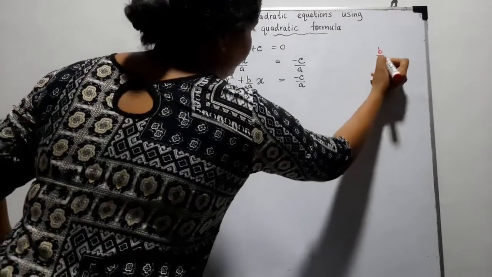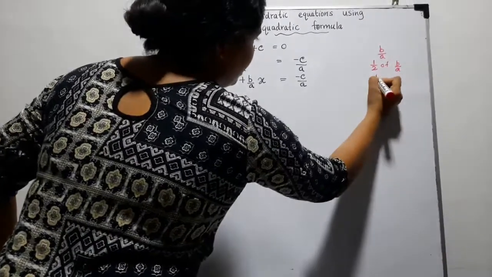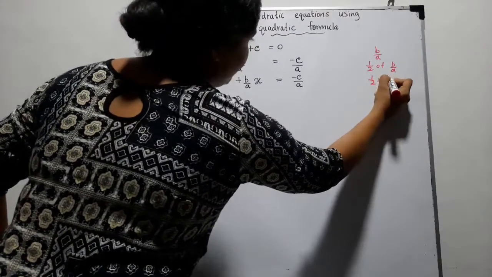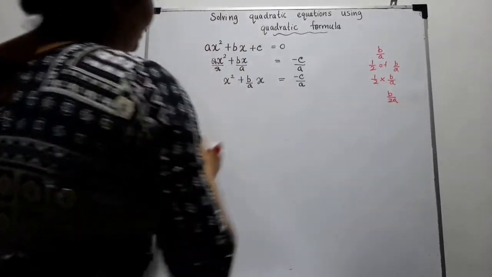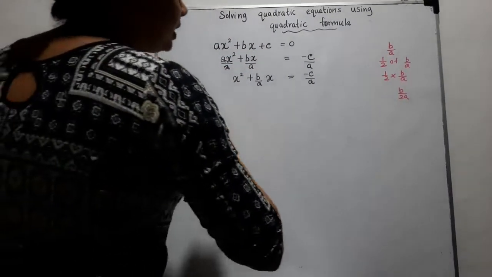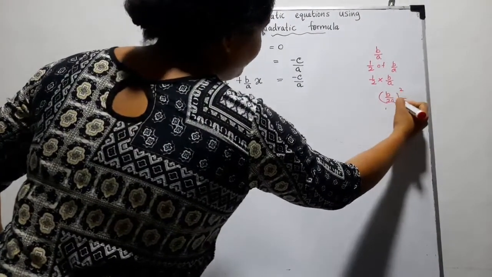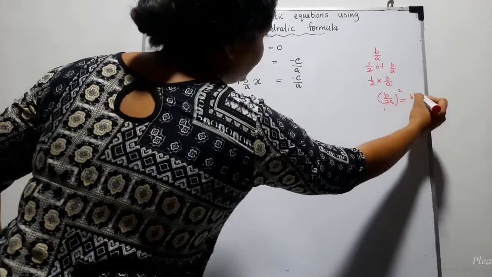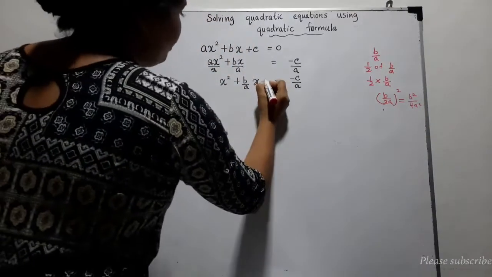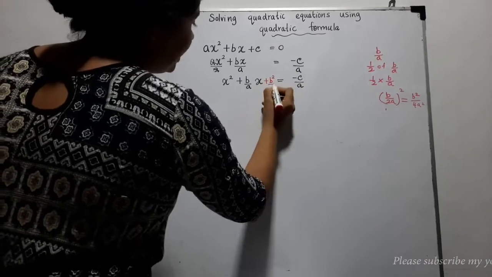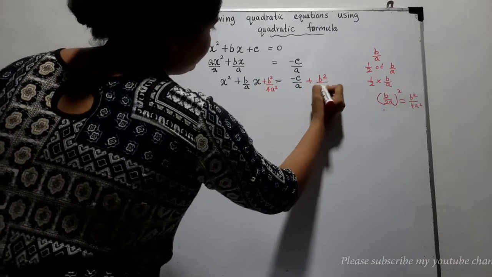Half of it means multiplying by one half, so we get b over 2a. We have to add the square of b over 2a to both sides. The square of b over 2a is b squared over 4a squared. Now we add b squared over 4a squared to both sides.